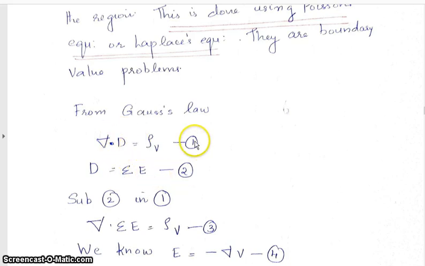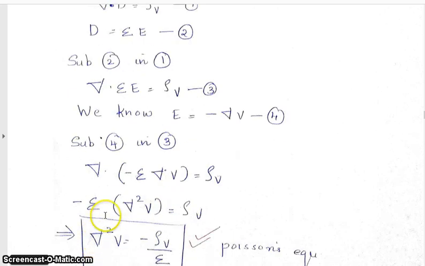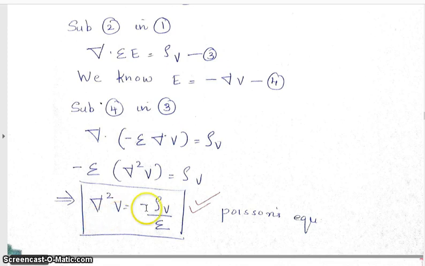From Gauss law, del dot D equals rho V, and we know D is equal to epsilon E. Substituting 2 in 1, I can write del dot epsilon E equals rho V. Again I know E is equal to minus del V. Substituting 4 in 3, I can write del dot minus epsilon del V equals rho V. Then del and del multiply gives del square V, and minus epsilon is taken separately. So minus epsilon del square V is equal to rho V. So del square V is equal to minus rho V by epsilon, where rho V is my volume charge density. And this is Poisson's equation.